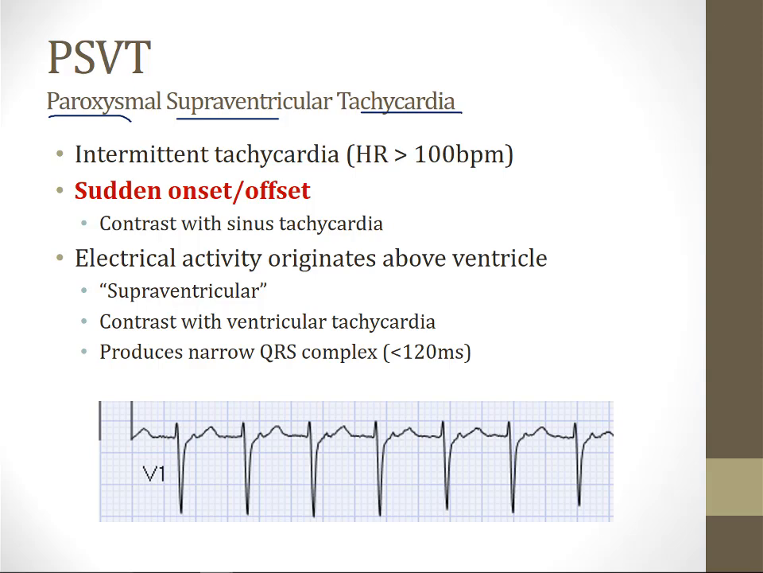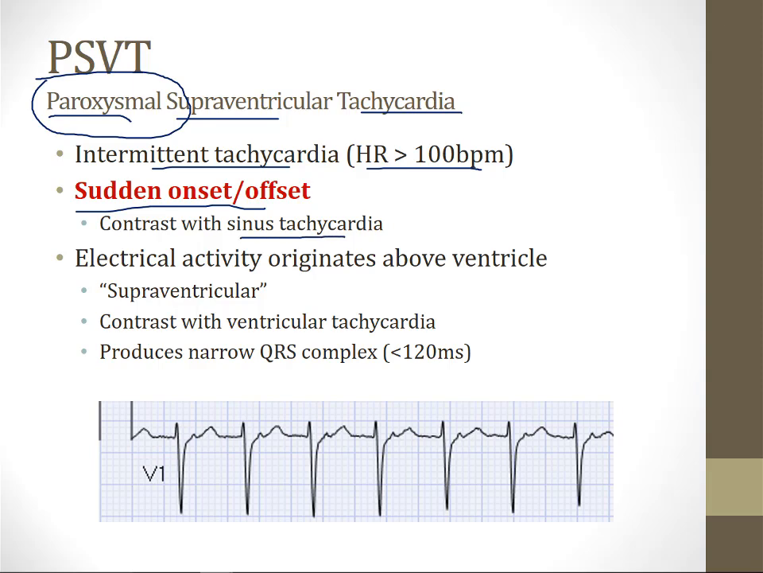So these disorders are tachycardias, where patients develop intermittent fast heart rates greater than 100 beats per minute. The disorders have a sudden onset or offset. That's why they're called paroxysmal. A paroxysm is something that comes on suddenly. So these tachycardias abruptly occur in contrast with sinus tachycardia.